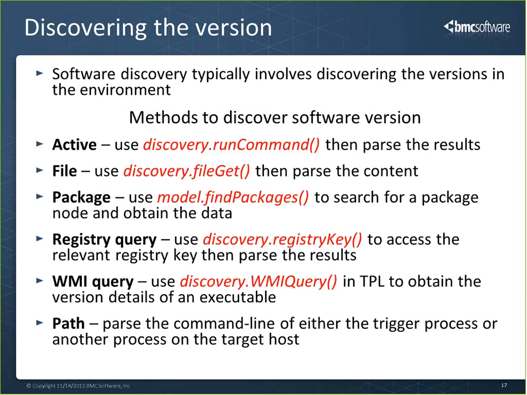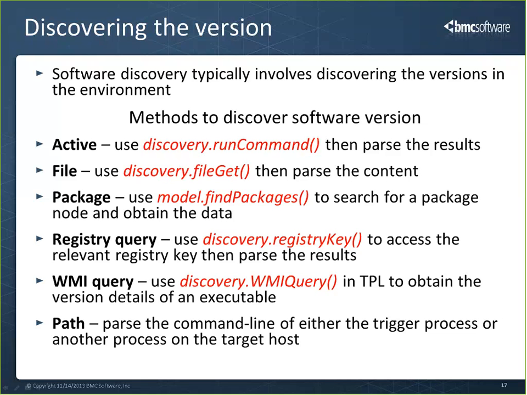So some of the methods to discover software version would be active versioning, where we would use the discovery.run command function to run a command or chain of commands and then parse the results. We can also use file versioning in some cases, where we'll use the discovery.fileGet function to download the file and then parse the contents. Another approach, for products that are installed using a standard operating system installer, is to use package versioning, where we use the model find packages function to search for a package node and obtain the data.